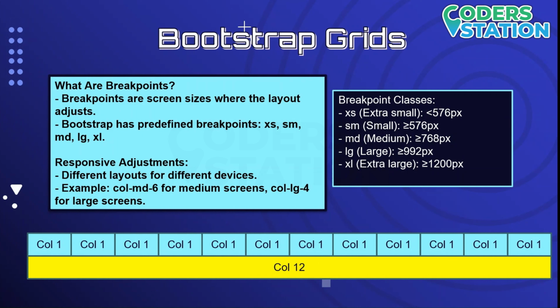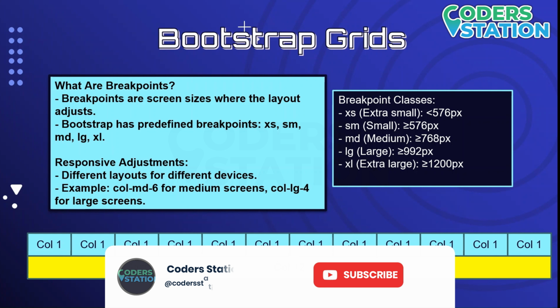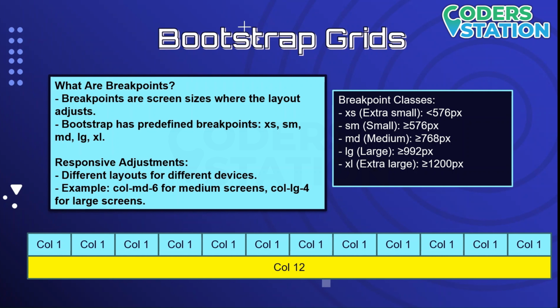If we talk about nesting columns, one of the most powerful features of Bootstrap's grid system is column nesting. This means you can place a row of columns inside another row. This is useful when you need more complex layouts. For example, inside a main content column, you might nest a two-column layout for a photo and a text side by side.